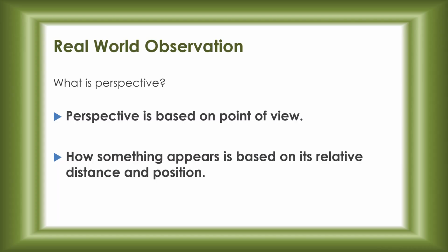All right, let's look at real world observation. What is perspective? Let's look at this part. Remember, science said that the reason why the light beams converge is due to perspective, like what you see on railroad tracks. So, what is perspective? Perspective is based on point of view only. We're going to examine that. How something appears is based on its relative distance and position.